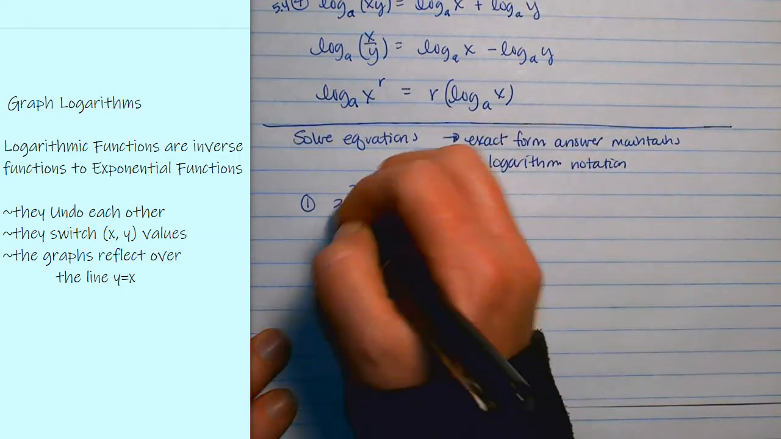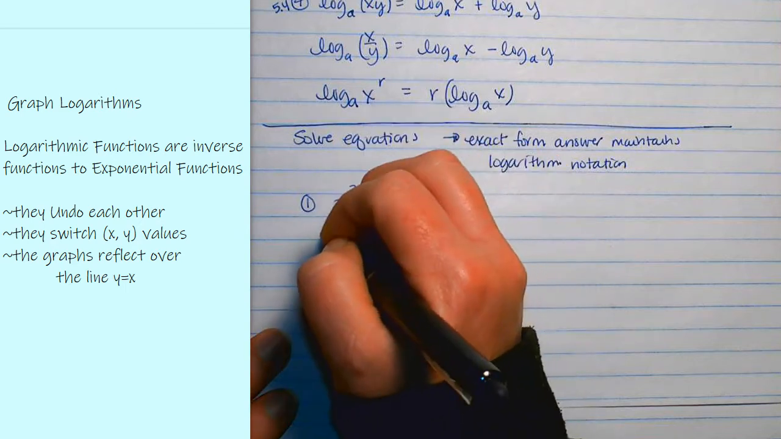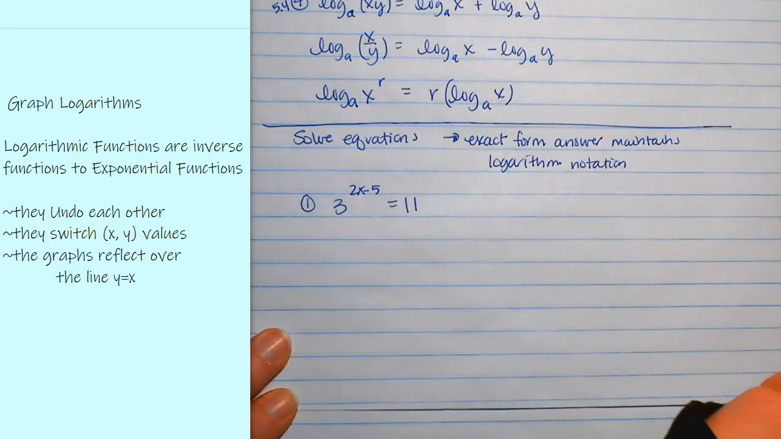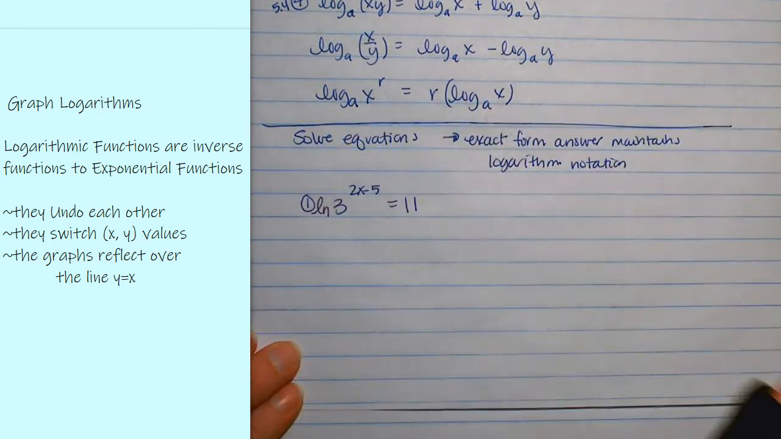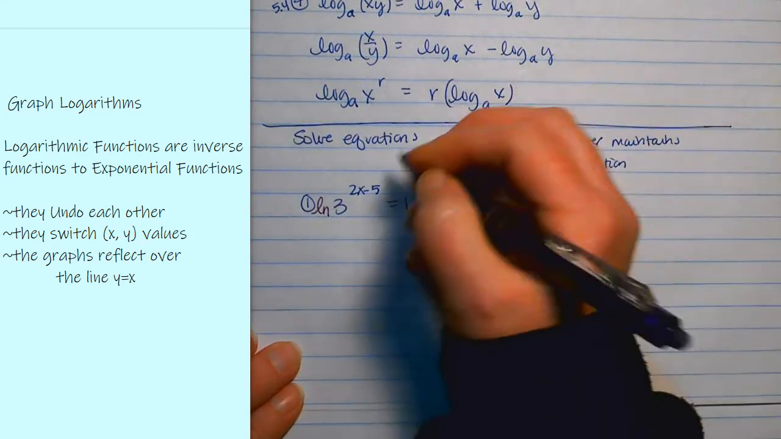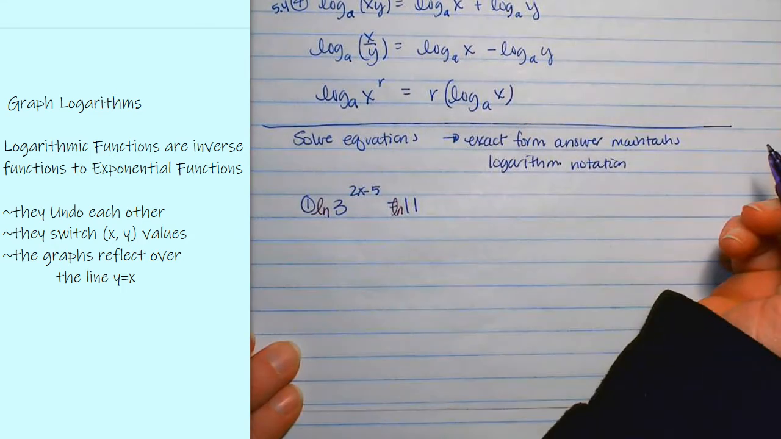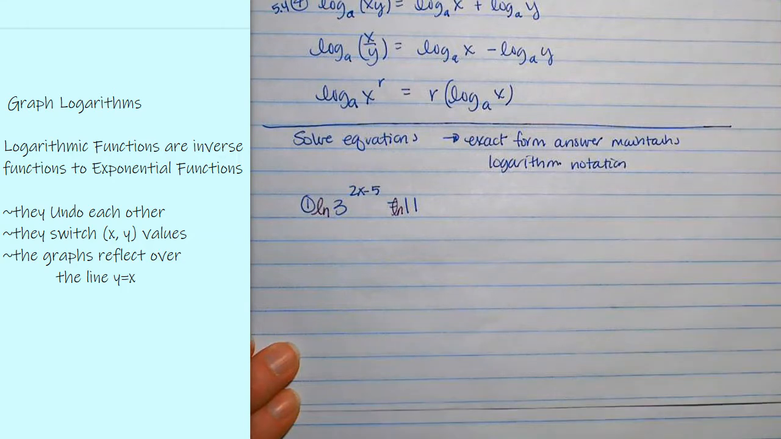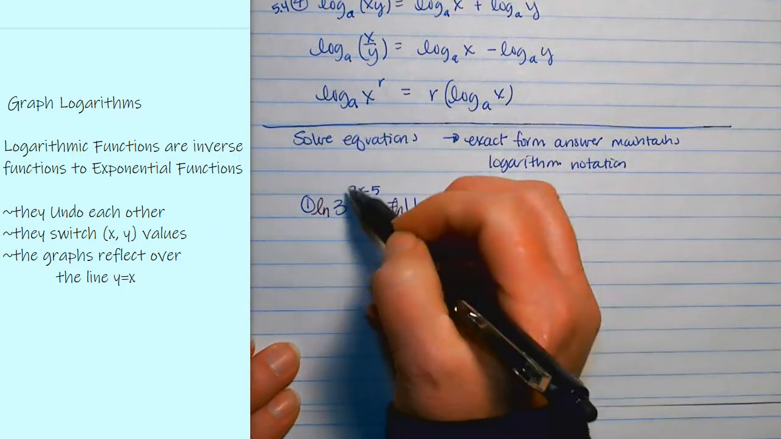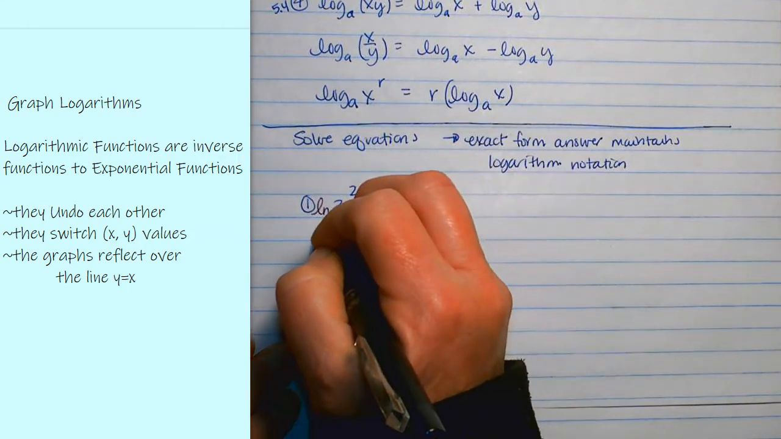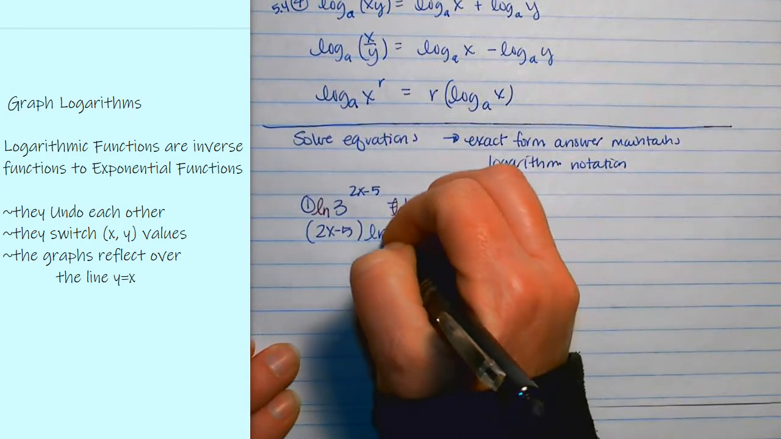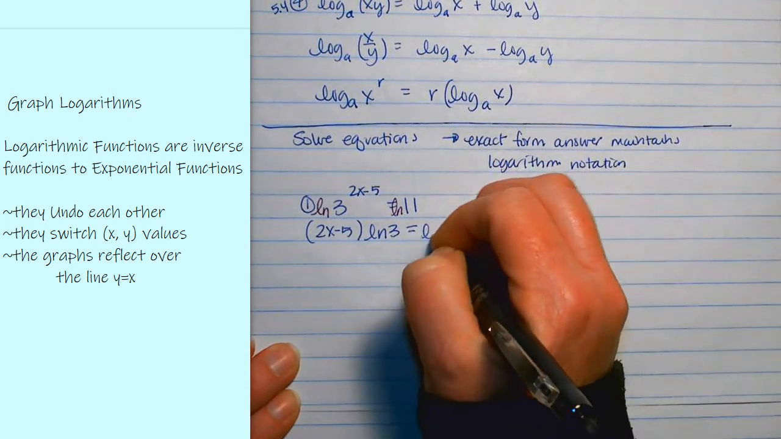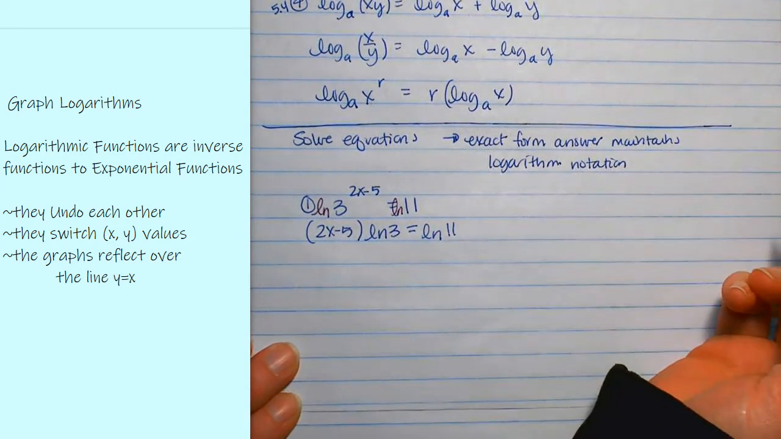We're going to take this side to, I should change to a different color. So I'm going to take this side, I'm going to say the natural log of 3 to the 2x minus 5 and the natural log of 11. Exponent rules say that I can take this exponent and put it in the front as multiplication, so that's 2x minus 5, the entire thing, times the natural log of 3, equal to the natural log of 11.